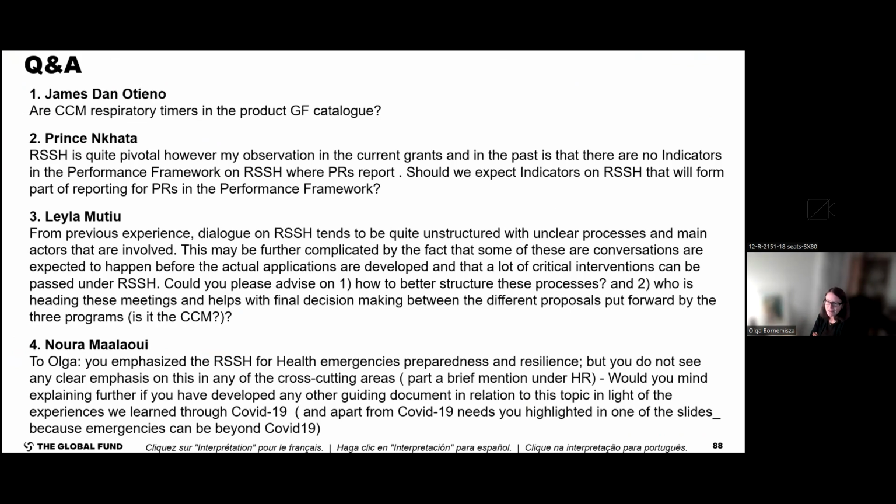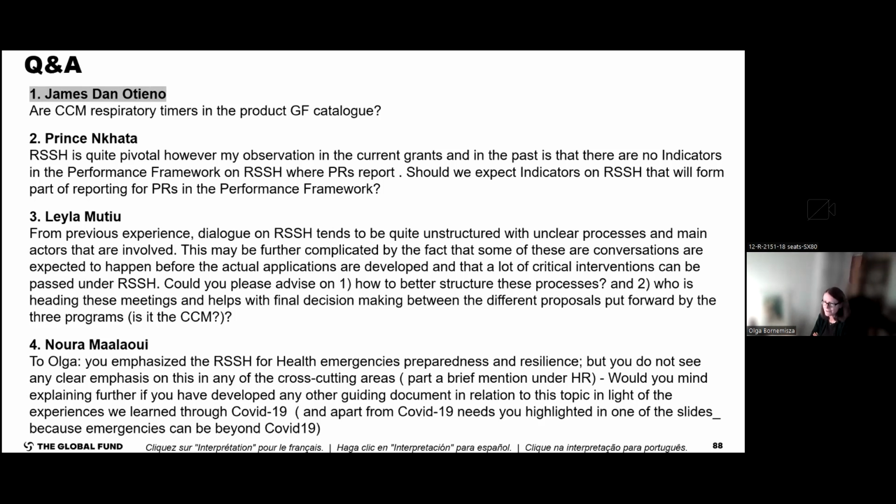From Prince Nakata, he says, RSSH is quite pivotal. However, my observation in the current grants and in the past is that there are no indicators in the performance framework on RSSH where PRs report. Should we expect indicators in RSSH that will form part of reporting for PRs in the performance framework?